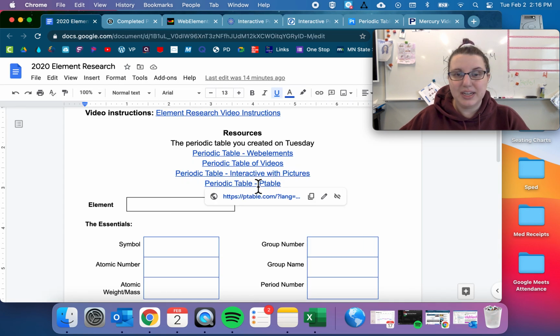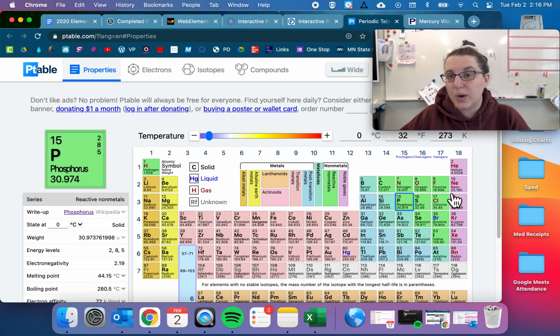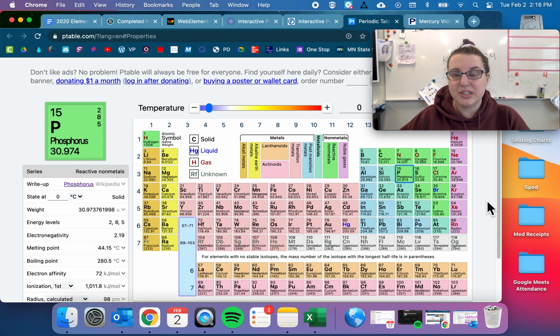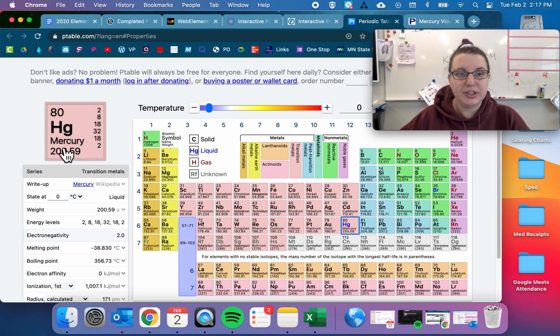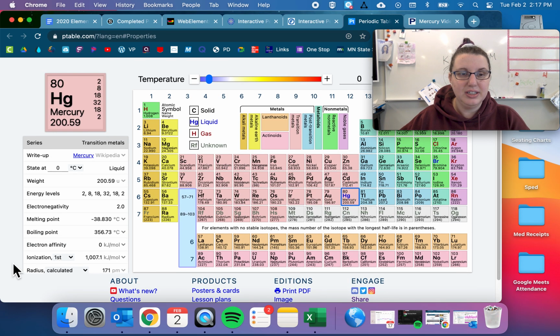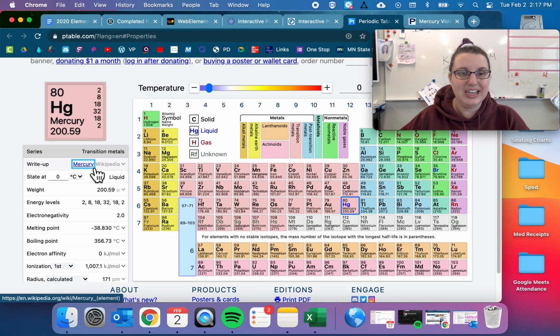And then the last one is the P table. This is the one you used to make your periodic table. So again, this is a really good one for figuring out group name. Also, say I have mercury. If I click on mercury over here, it shows up with lots of information. It also shows up right here. It brings you to the Wikipedia page.